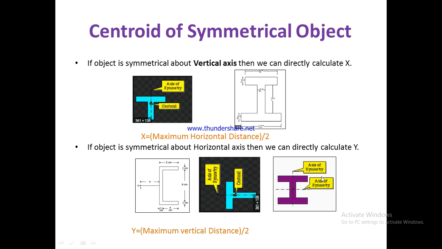And just see this object is symmetrical about both the vertical and horizontal axis. Here you will directly get x bar and y bar also, because of these axes of symmetry, and the intersecting point of these both axes of symmetry will be your centroid.